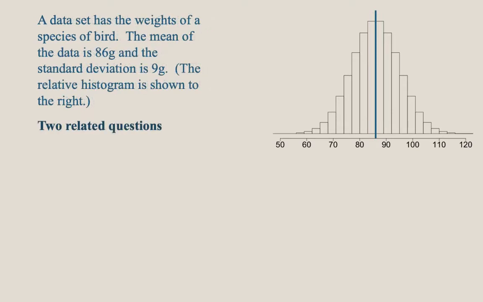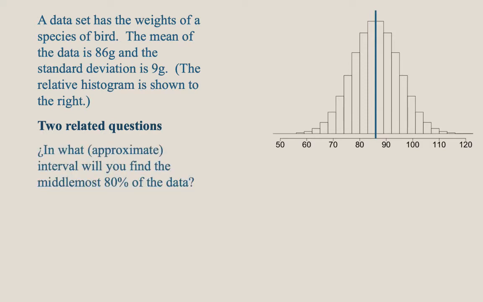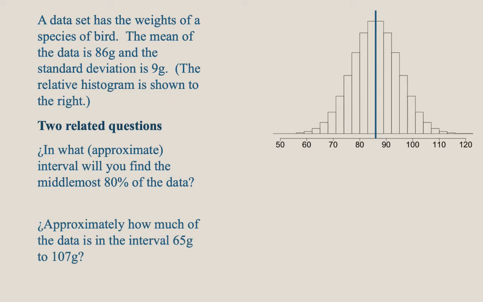There are two related questions that you might encounter when working with the count by thirds empirical rule. The first question is, in what approximate interval would you find the middlemost 80% of the data? And that number 80% could be changed. Another version of the problem asks something along the lines of, instead of giving a percentage, actually giving the interval and asking what percentage of data might be located there. For example, approximately how much of the data is in the interval 65 grams to 107 grams?